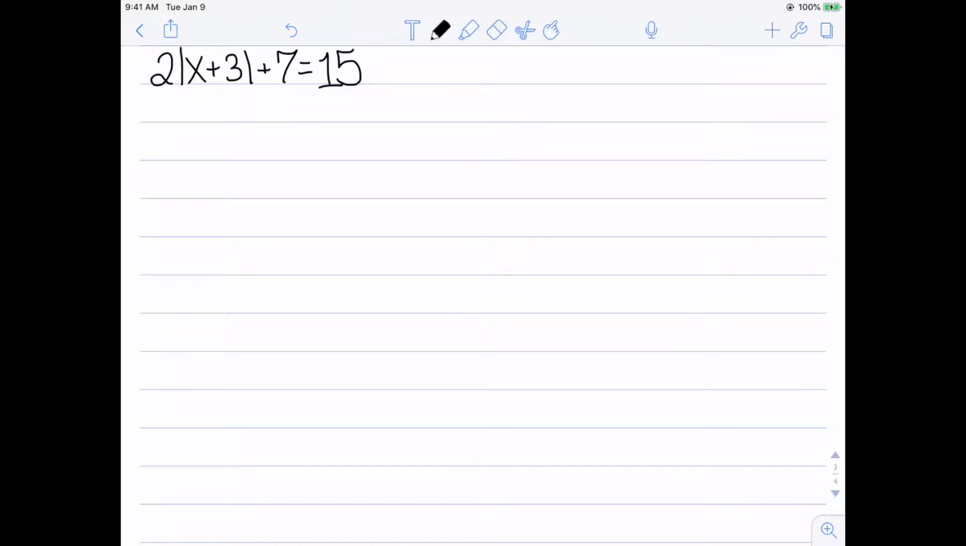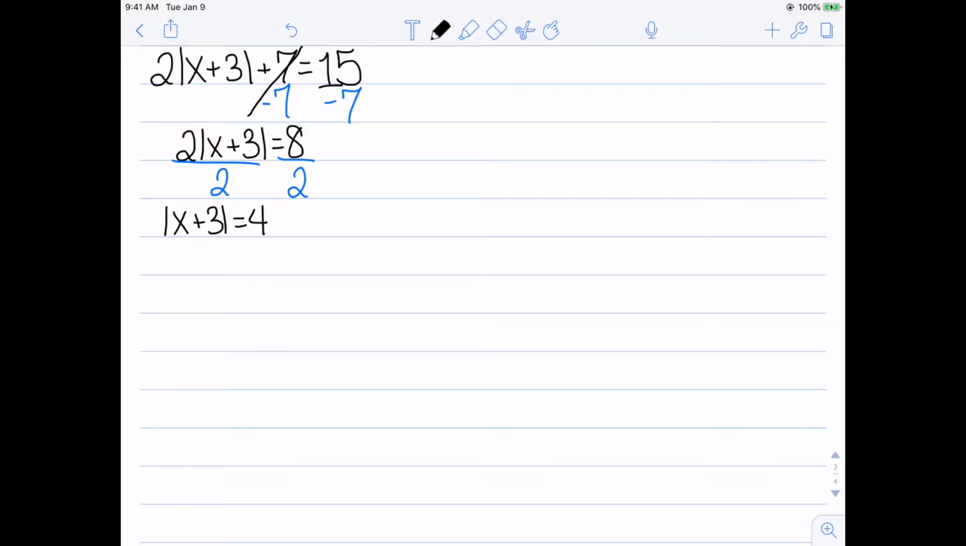In my last example, I had an absolute value is equal to a number, and I don't have that in this case. So our first step is going to be to get the absolute value alone on one side of the equation. We start by subtracting 7 from both sides. We now have 2 times the absolute value of x plus 3 is equal to 8. We can then divide both sides by 2. And we get the absolute value of x plus 3 is equal to 4.